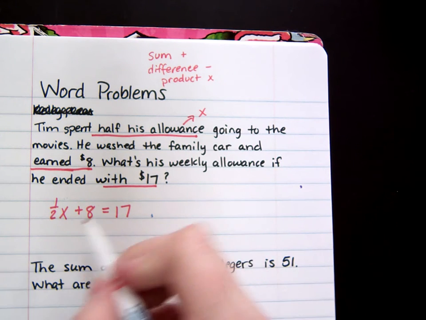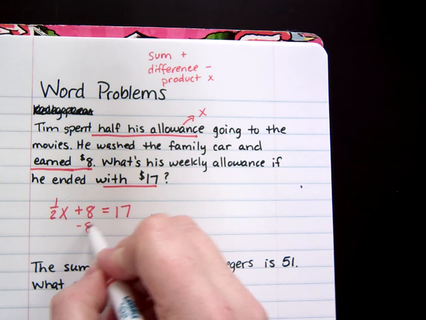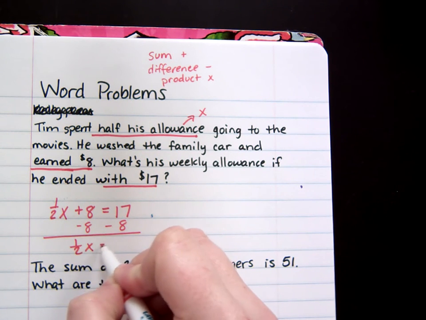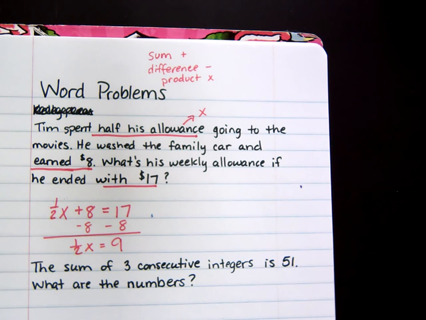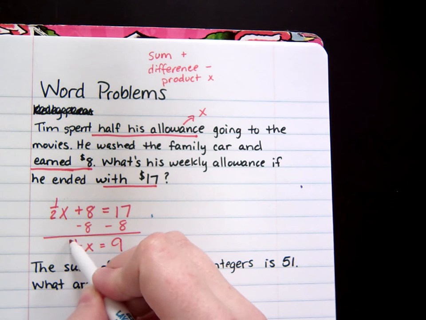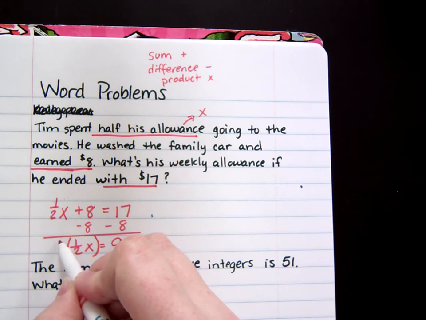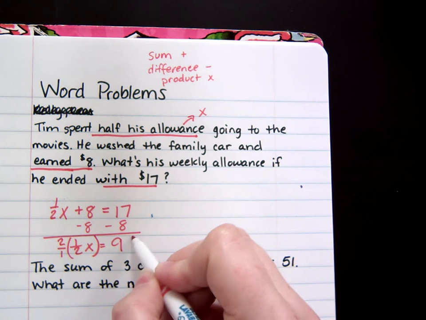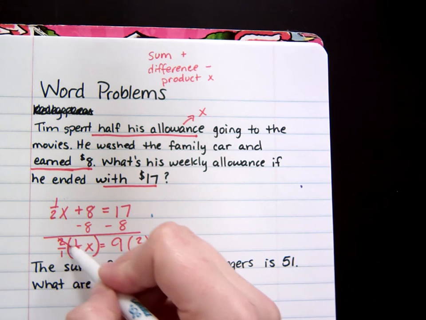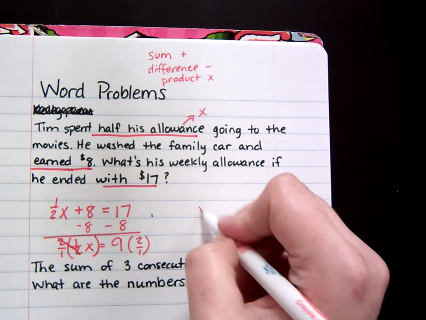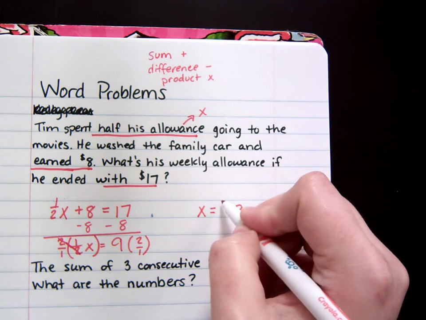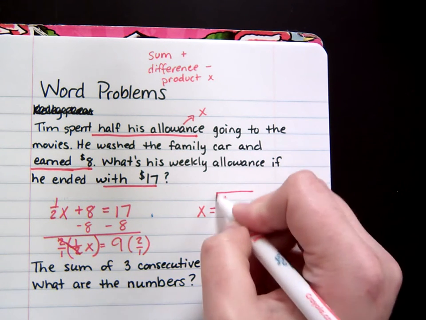So to solve this, you would start by subtracting 8, which gives you half x equals 9. And then to get rid of this fraction, remember you multiply by the reciprocal, so I'm going to multiply by 2 over 1. Remember, 2 over 1 is just 2. So this cancels out the fraction, leaving us with just x. 9 times 2 gives me 18. So his weekly allowance is $18.